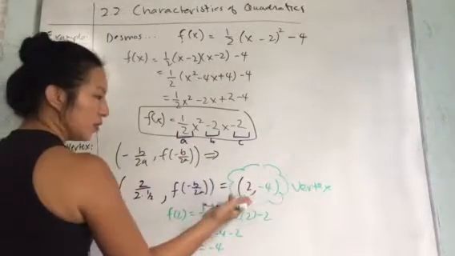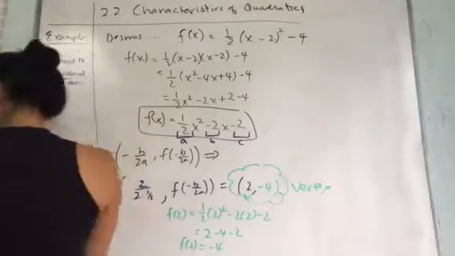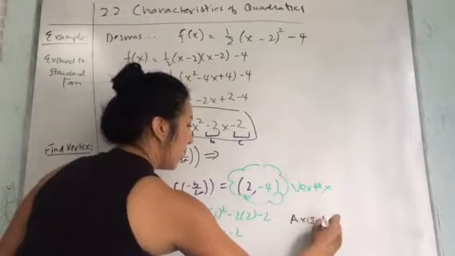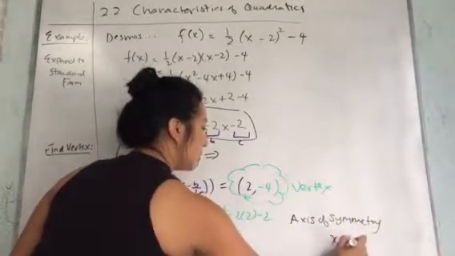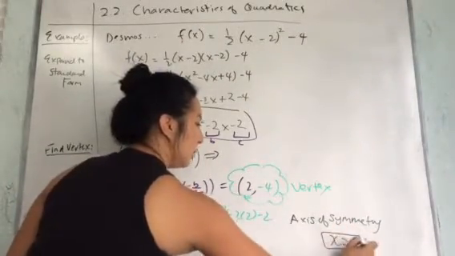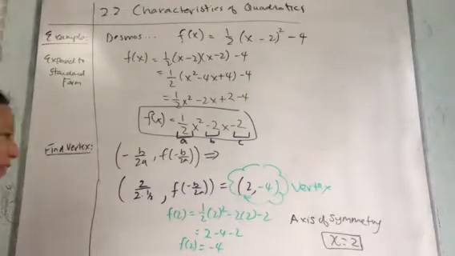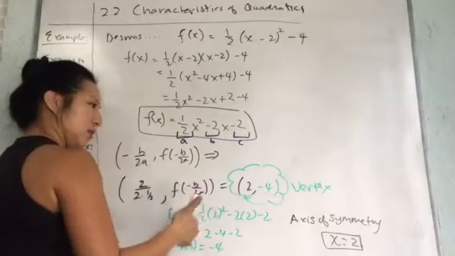And then obviously, if the vertex is at 2 comma negative 4, then the axis of symmetry will go through that vertex, and I can write that the axis of symmetry has the equation x equals h, which is 2. Okay, so just using this one example, I can tell that the calculation to find the vertex does hold true.